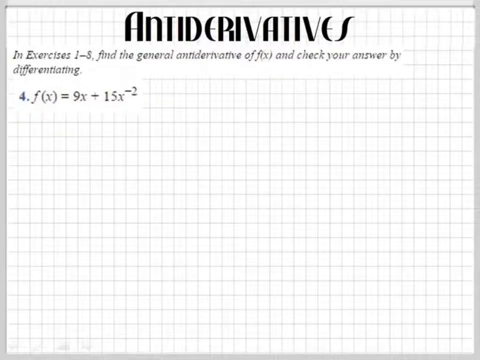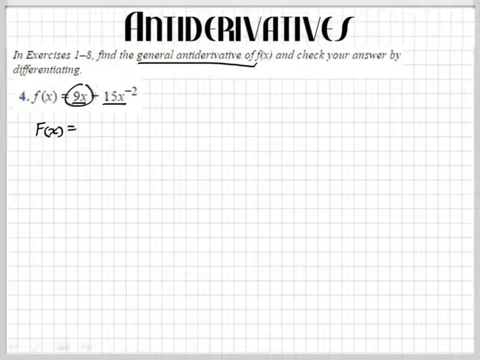Okay, let's start out with this number 4. This is asking us to find the general antiderivative of f of x and check that our solution is correct by differentiating. So to take the antiderivative of this, we would say that we're finding capital F, and you do it one term at a time.